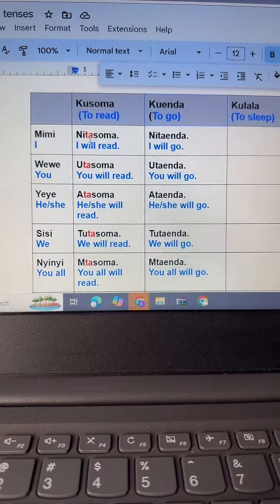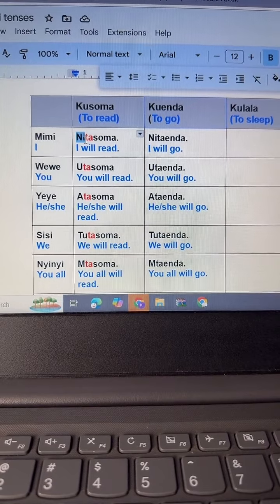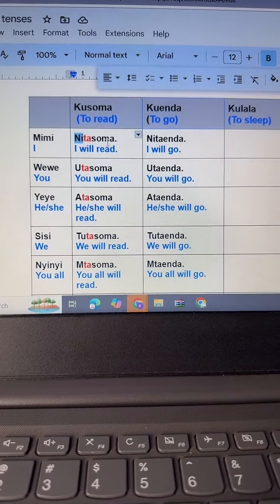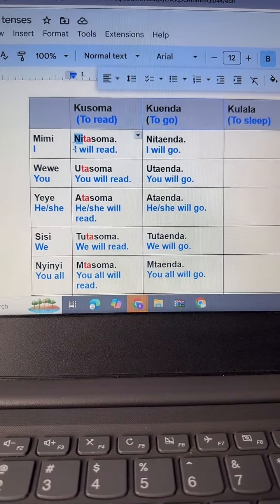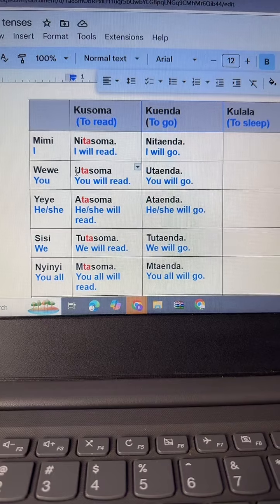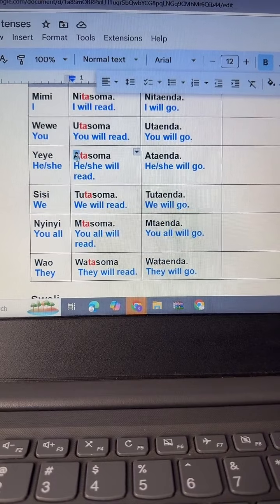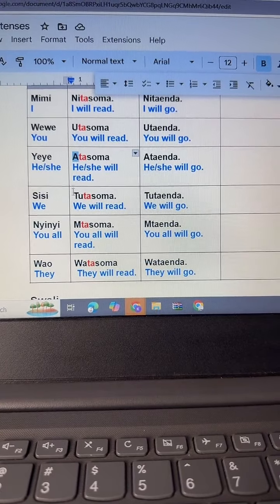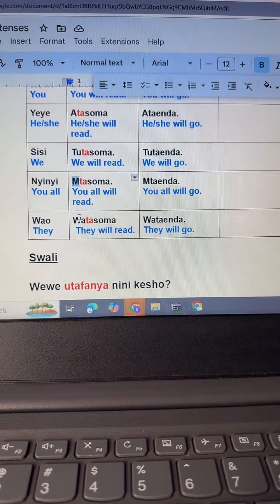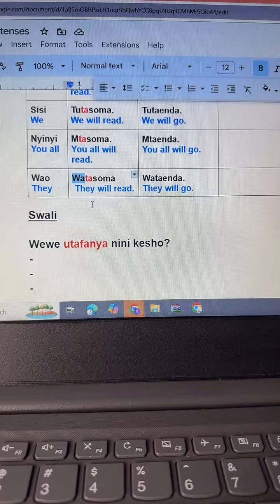What I mean is that when you see this sentence, nitasoma, this marker prefix ni means I. So the Swahili language makes use of prefixes and suffixes, so you can combine them and just make a sentence. In this sentence, utasoma, this u simply means you. And this one, atasoma, this a is him or her. So he or she, okay? Tu here means we. And this means you all. For this one, wa means they, okay?